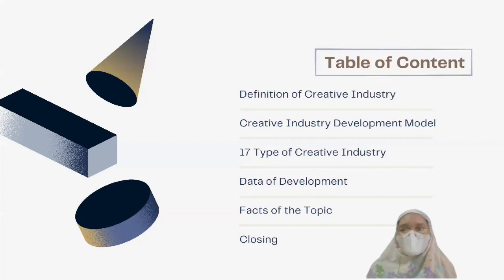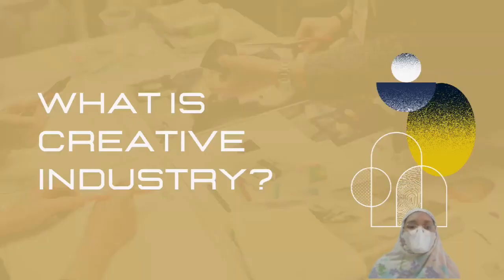The table of content of this presentation is first, definition of creative industry, creative industry development model, 17 types of creative industry, data of development, facts of the topic, and then the last is closing. Before we are going further to the main discussion, we must know what is creative industry. There are two parts in creative industry.